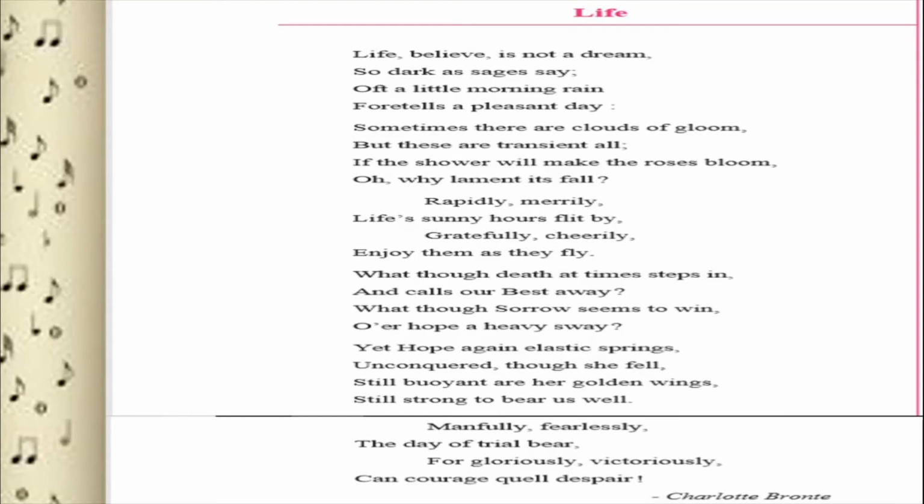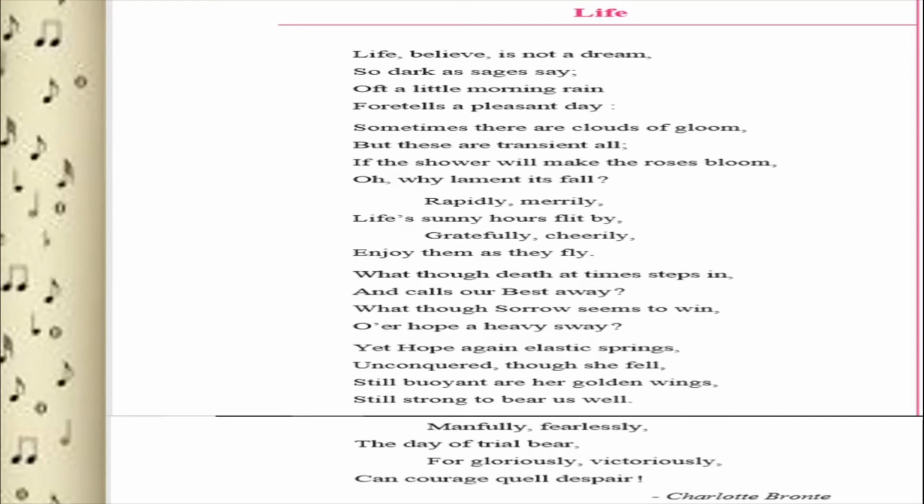Okay? Oft a little morning rain foretells a pleasant day. That means sometimes there's a little bit of rain in the morning, a little rain, okay? When it is heavy rain, we get worried. But when it is a slight rain, when it is a little rain, we are happy. We feel happy because we know that the day is going to be very pleasant. Sometimes there are clouds of gloom, but these are all transient.